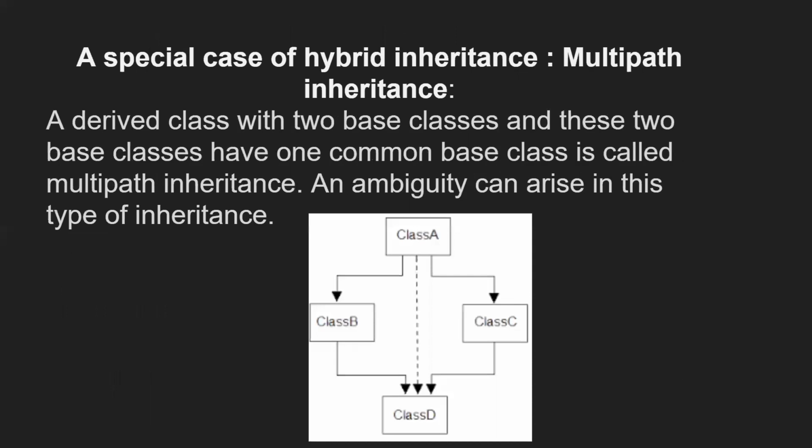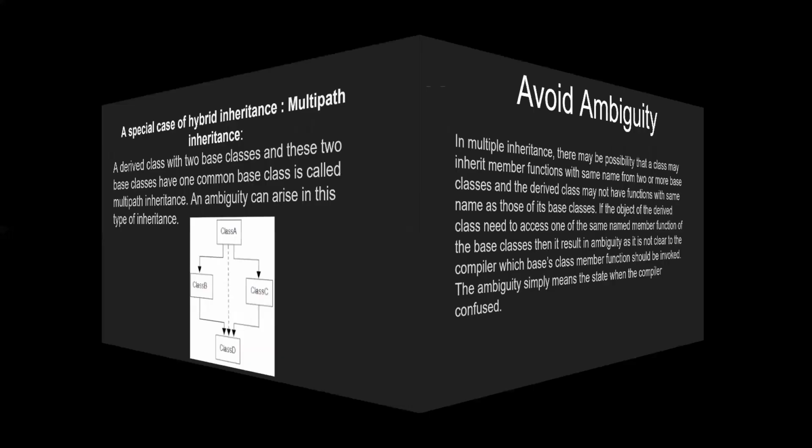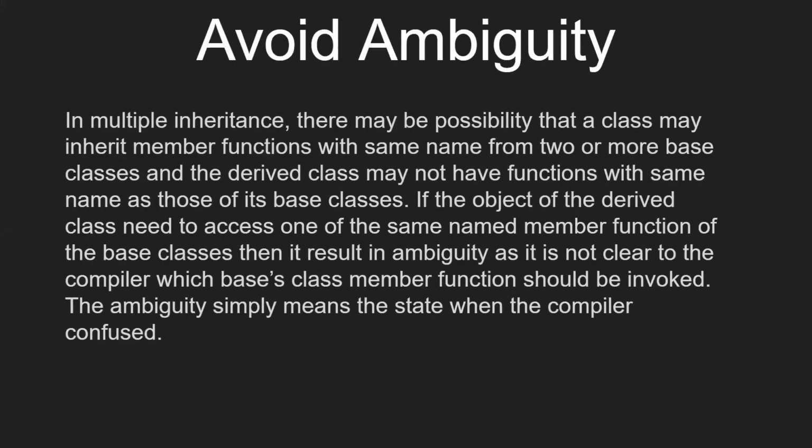Let's have a look at a special type of hybrid inheritance, multipath inheritance. A derived class with two base classes, where these two base classes have one common base class, is called multipath inheritance. An ambiguity can arise in this type of inheritance. Let's see how to avoid ambiguity.